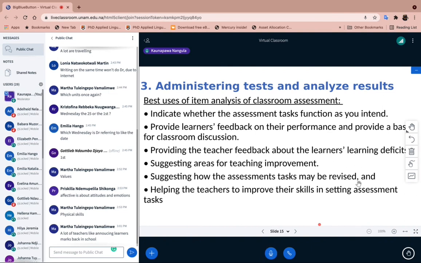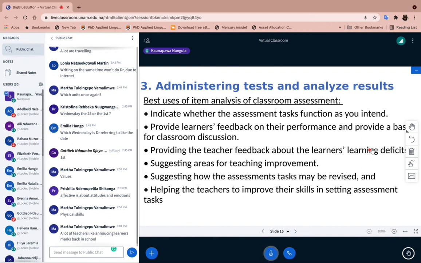Never mind. Learners' deficits. So these two points are kind of related. So when you see that there is some deficit, like learners are failing a certain question, there might be some learning struggles that the learners are facing. So talk about that, and then also help them encounter whatever learning difficulties they might be facing, and then suggesting areas of teaching improvement.